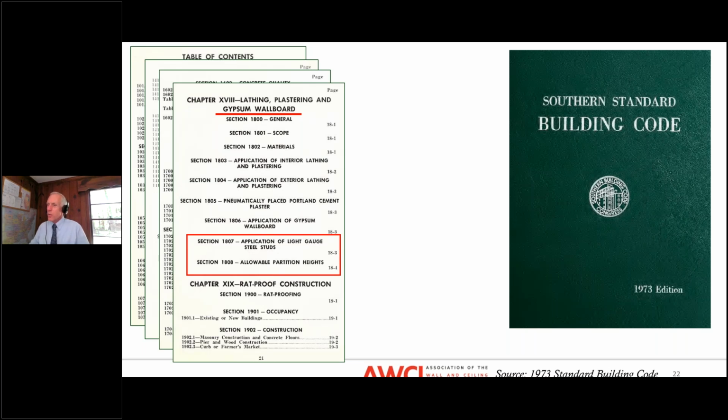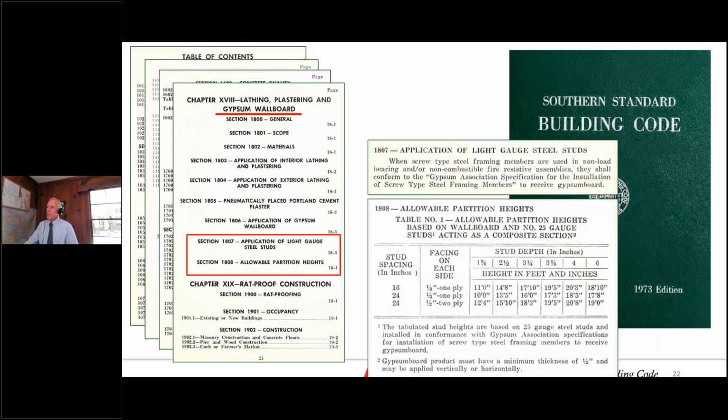And these are very short sections in the code. As a matter of fact, I'll show the entire section to you right here on the screen. It's basically one sentence for section 1807, and then 1808 are allowable partition heights. And if you look in the footnotes, you'll see that these are in fact composite heights, and they're really not that different from some of the composite tables that we have now in both manufacturers' literature and in ASTM standards. So again, it says the tabulated heights are based on 25 gauge steel studs. Who knows how thick that was back in 1973, but that's what they're based on.